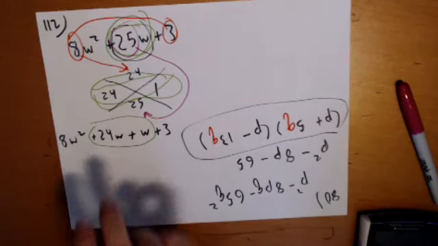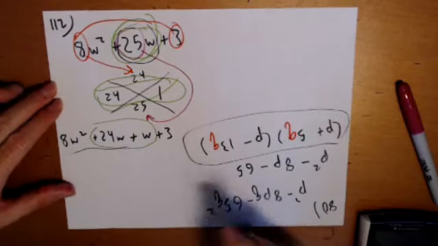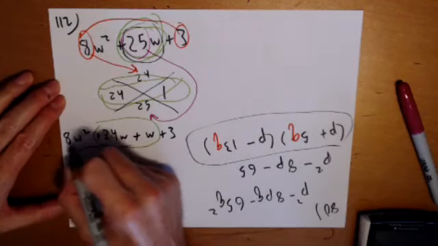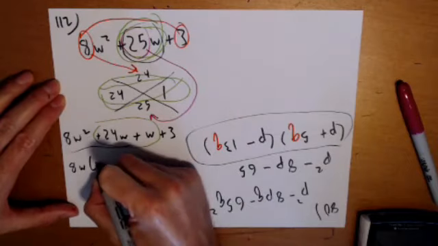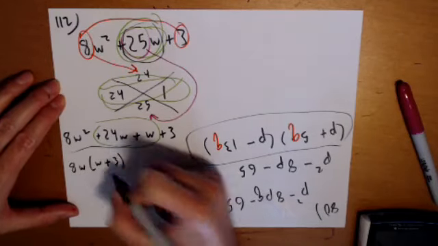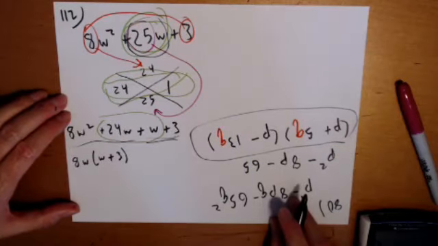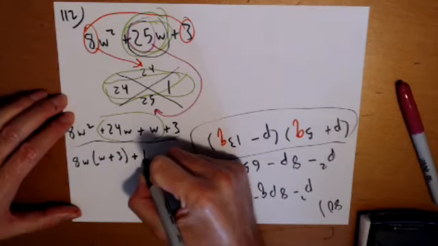Remember when there's 4 pieces? Back in 6.1, I said focus on the first two. 8w squared plus 24w. What can we pull out from everybody from those first two? An 8w. What does that leave us with? A w plus 3. Okay. Now focus on the last two. A w plus 3. What can I factor out from each of them? Well, nothing really. So if there's nothing really, what we put usually is a 1.